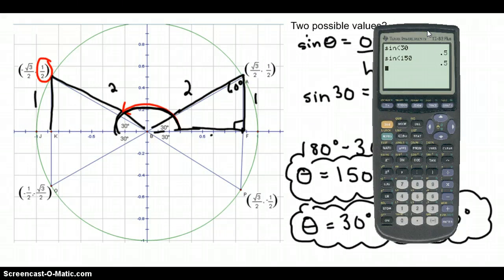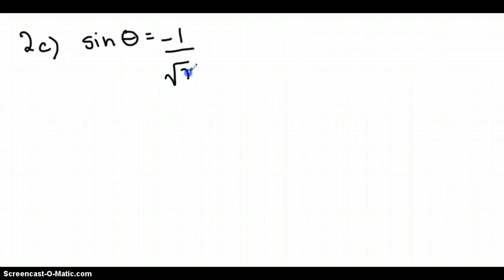Now, as a general rule of thumb, you usually subtract the angle that you found from 180, or it's 360. So I'll give one more example of when you're going to have to subtract from 360. And this example can be found in your assignment. It's question 2C from your assignment: sine theta equals negative 1 over square root of 2.